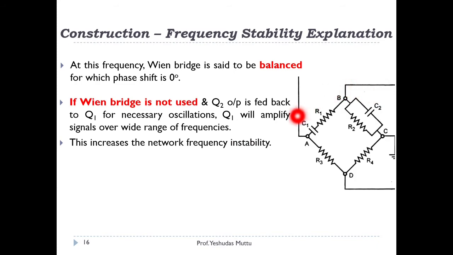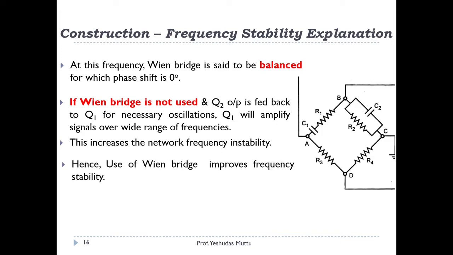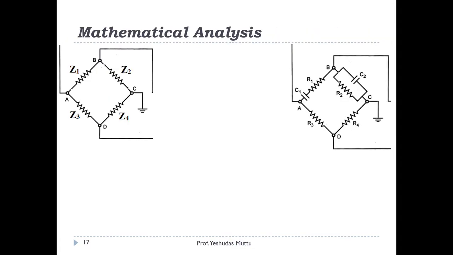Okay, now say suppose Wien bridge was not used. What would have happened? Output of Q2 would have been given directly to Q1. Okay, and Q1 will amplify over a wide range of frequency. And when I say wide range of frequency, it leads to frequency instability. So that is the reason, to make it more stable, I use the Wien bridge network, which will improve the frequency stability. I hope this is clear to you all how Wien bridge offers frequency stability.